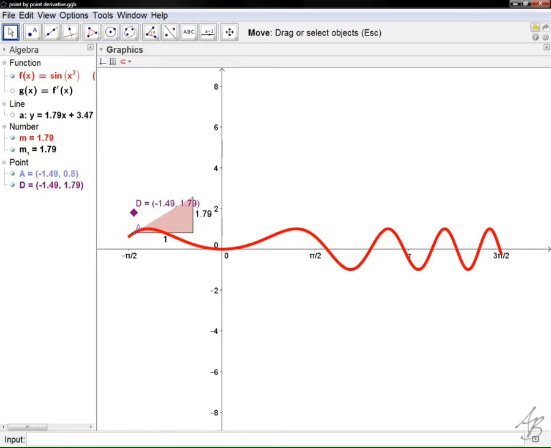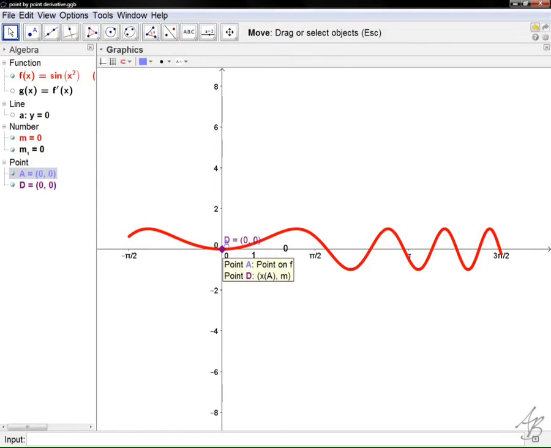So then this point right here, this little diamond or the sideways square, that's the point on the derivative. So this right here is the x value that we're at, and then the slope of the function itself at that point. Okay? So if I move this point A to, say, right here at 0, the slope is going to be 0, which means that the derivative is going to have a value of 0.